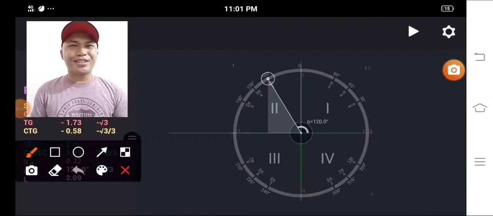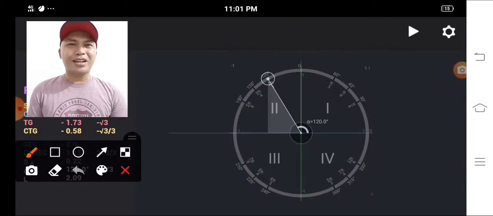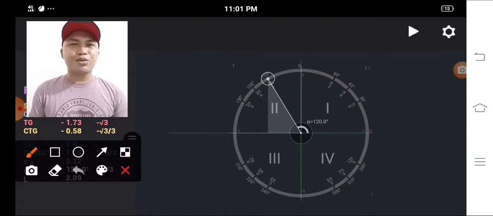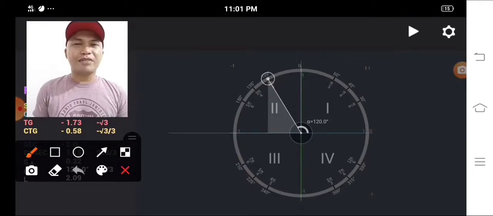Let us take another example. What are coterminal angles of 840 degrees? 840 degrees is more than 2 turns. 2 turns is 720 degrees. So 840 degrees minus 720 degrees is 120 degrees.